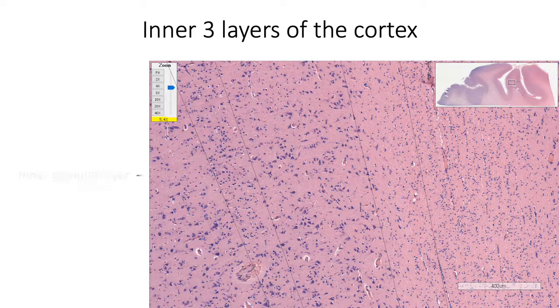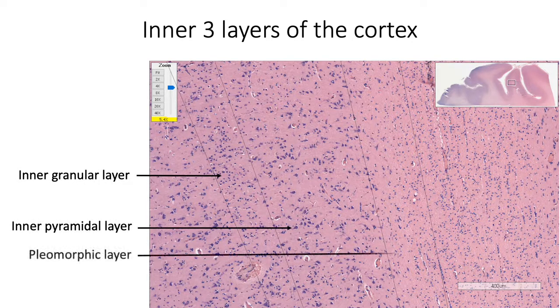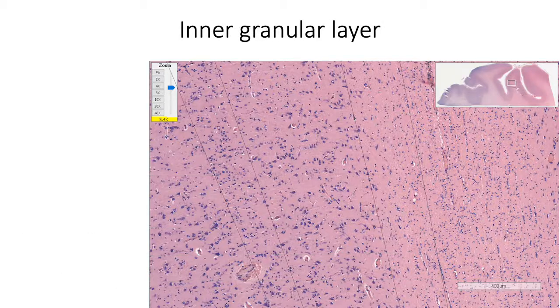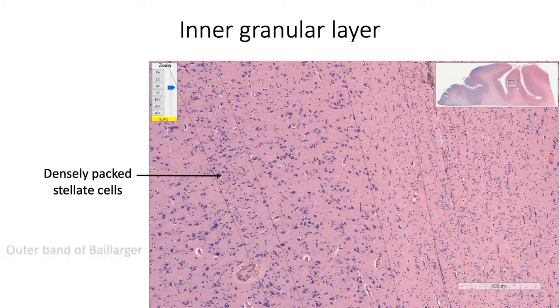Inner 3 layers of cortex include inner granular layer, inner pyramidal layer, pleomorphic layer, and of course, innermost to these layers of cortex, we find the white matter. The inner granular layer consists of densely packed stellate cells along with outer band of Baillarger.